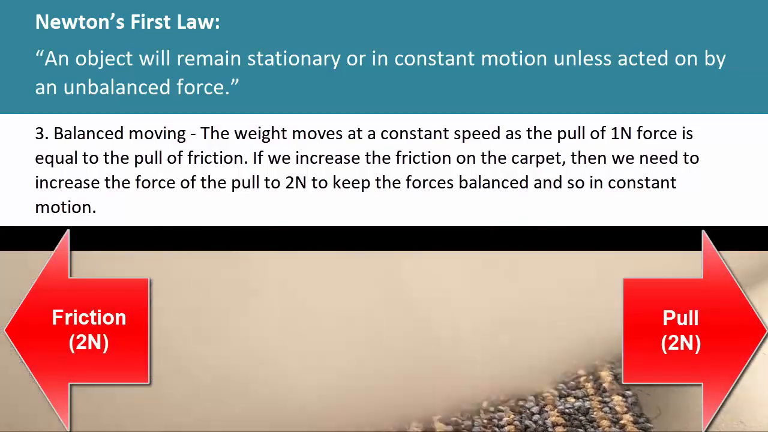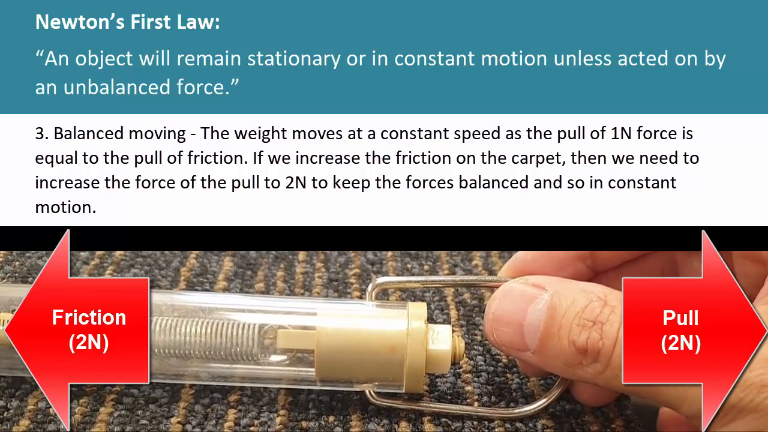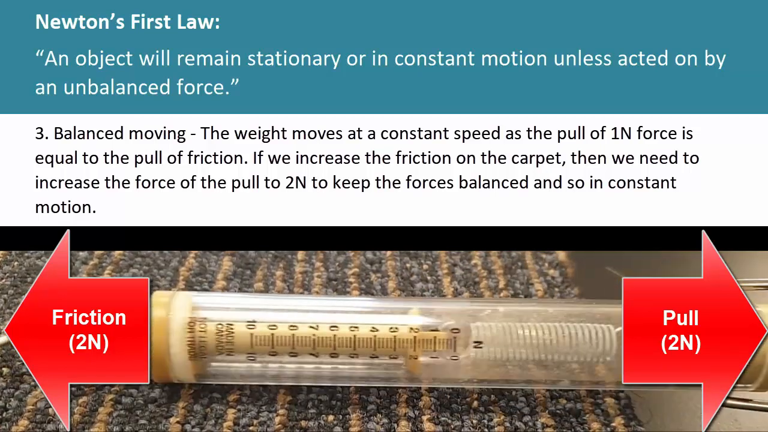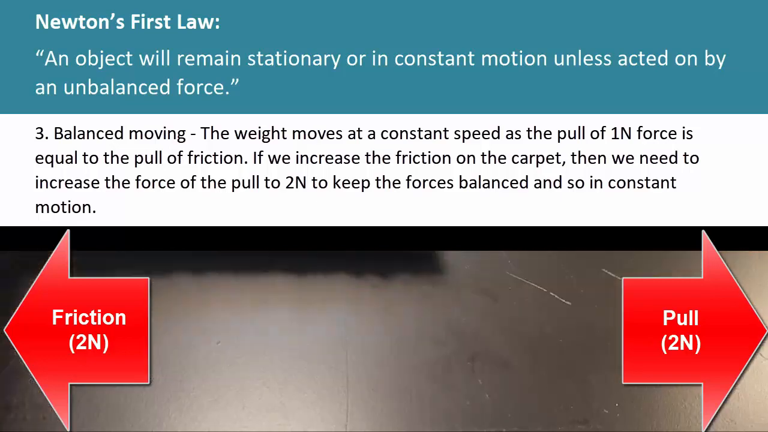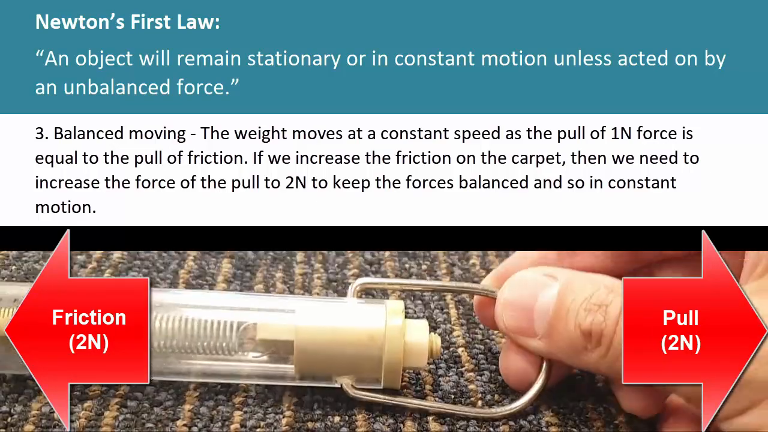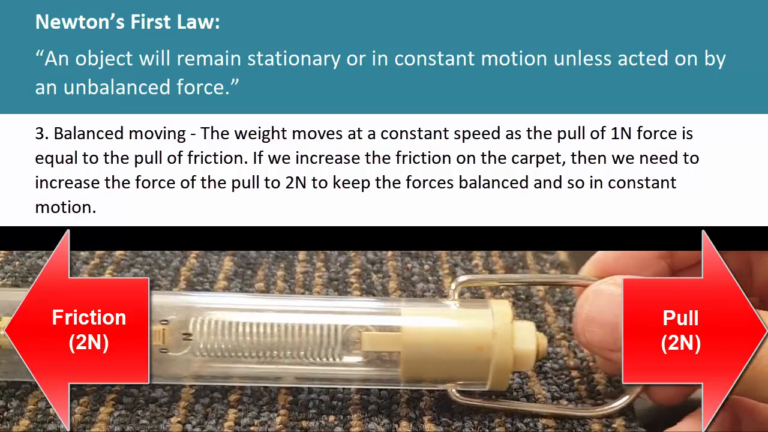Now I'm going to just increase the friction to 2 newtons. I know that because it takes 2 newtons to pull it at a constant speed. And so for the next example, you can just say if we increase the friction on the carpet, then we need to increase the force of the pull to 2 newtons to keep the forces balanced and so in constant motion. And that's because the friction's now 2 newtons.